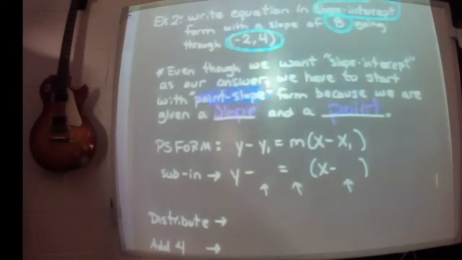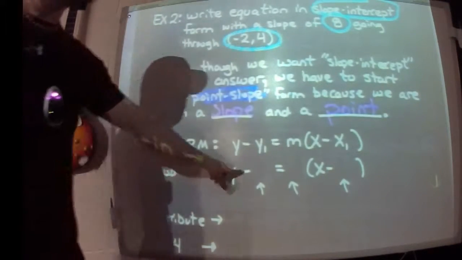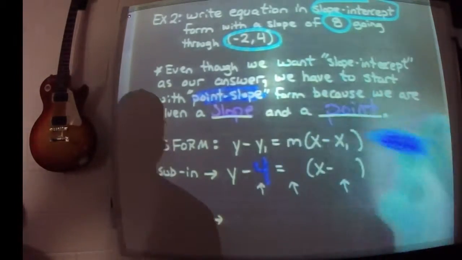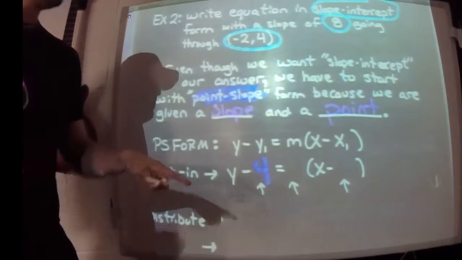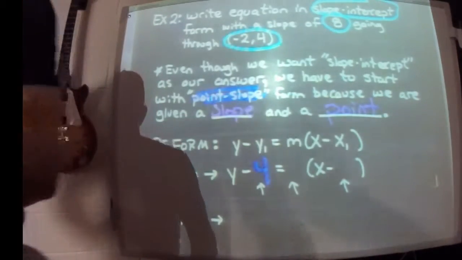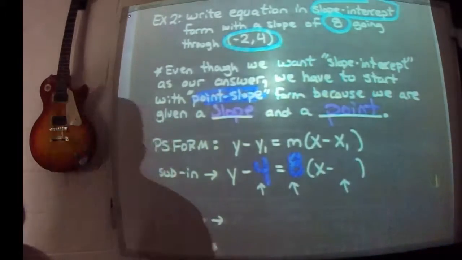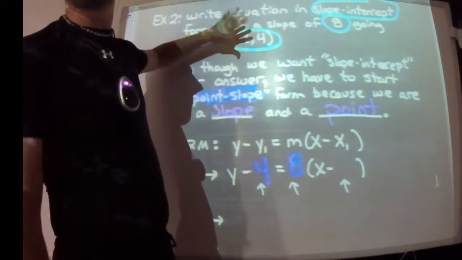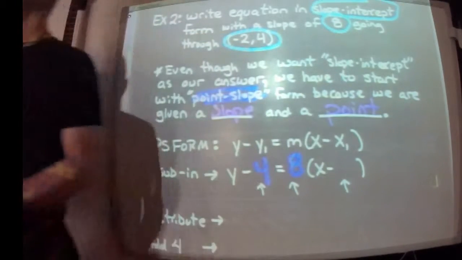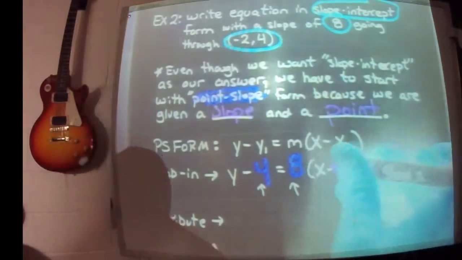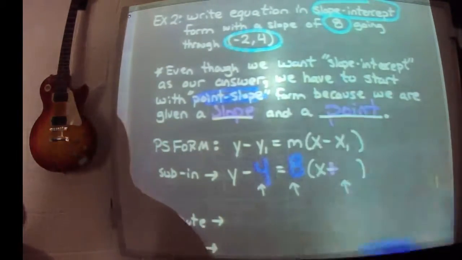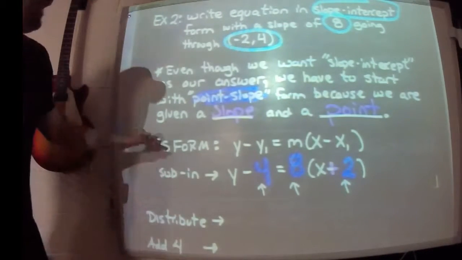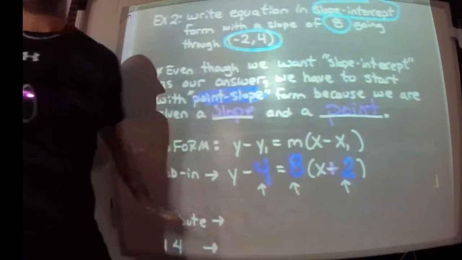I'm going to zoom out, scroll it down a little bit. So we're going to go y minus y1 is y minus 4. M is our slope, which is 8. So y minus 4 equals 8. And then x minus x1 will be x minus -2. Since it's already -2, you're going to change it to x plus 2. And now you've written it in point slope form. You had to use point slope form to start because you had a point and a slope.